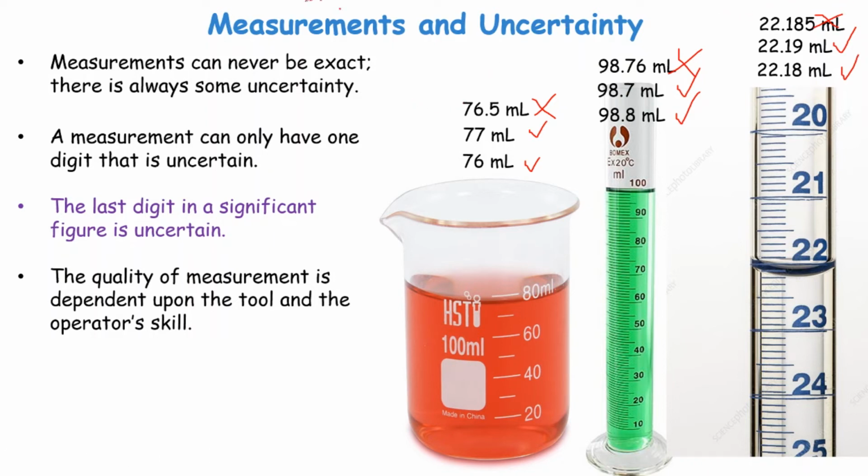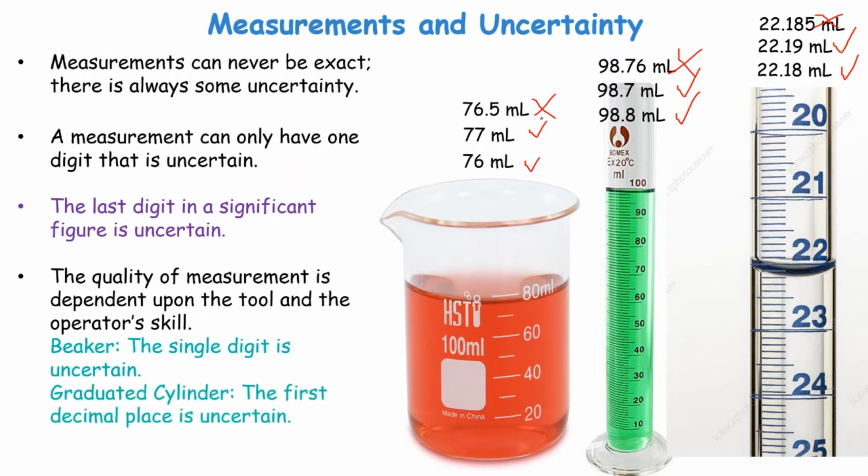Therefore, you can see the quality of measurement is dependent upon the tool and the operator's skill. For the beaker, in this case, the single digit is already uncertain, so there's no need to record after the single digit. And then the graduated cylinder: the first decimal place is uncertain, so the second decimal place, no need to record.